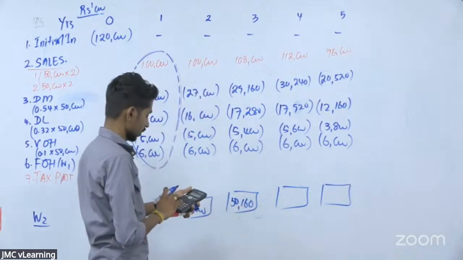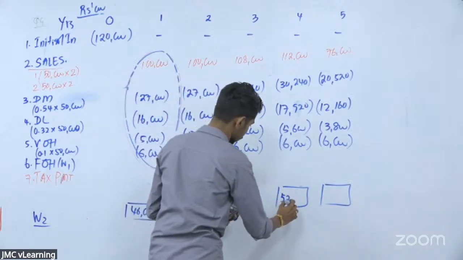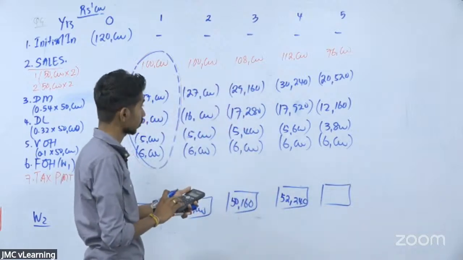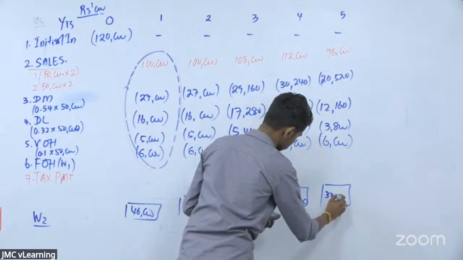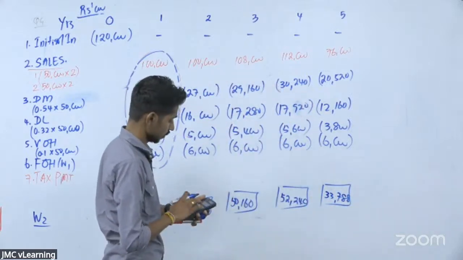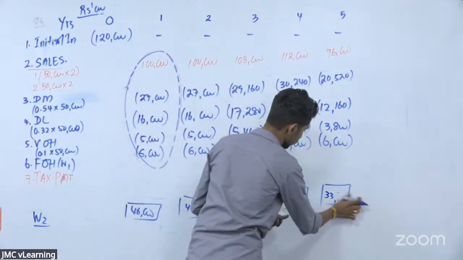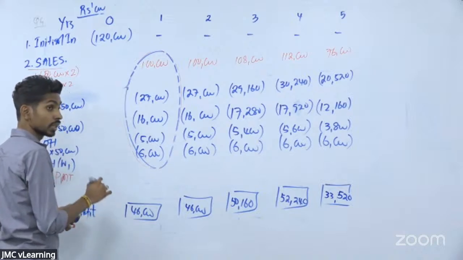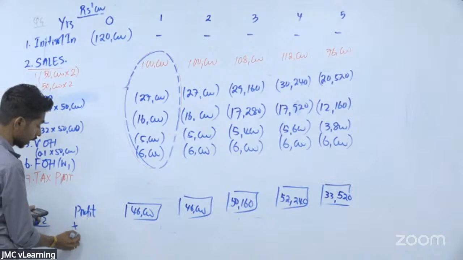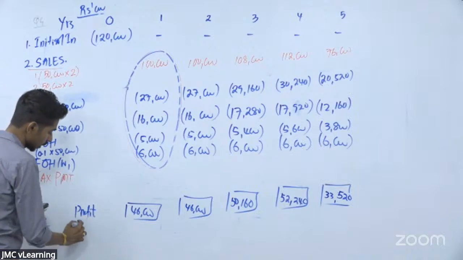50,000, 160, 111, 12,000 minus 30,000, 30,240, 17,920, 5,600, 6,000. 52,240. Last year, 76,000 minus 20,520, 12,160, 3,800, 6,000. 33,788. It is correct. No, it is wrong. 33,520. That is the profit. But keep in mind, this profit does not include the depreciation. Then no need to add back depreciation again. Why? This cash figure did not consist of the depreciation. No need to add. Then you can deduct the capital allowance.